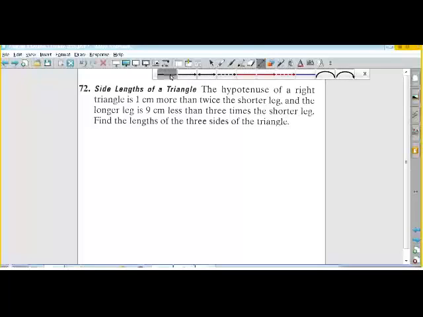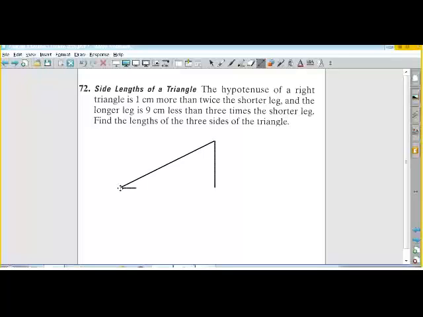So we're going to have a right triangle that has a shorter leg, a longer leg, and a hypotenuse. So let's draw it so we can think about what they're asking. So there's my right angle. It says the hypotenuse of the right triangle, which is this, is 1 centimeter more than twice the shorter leg. So if I let the shorter leg be x, then the hypotenuse is twice the shorter leg plus 1. It's 1 more than twice the shorter leg. So I've decided to have the shorter leg be represented by the variable x.